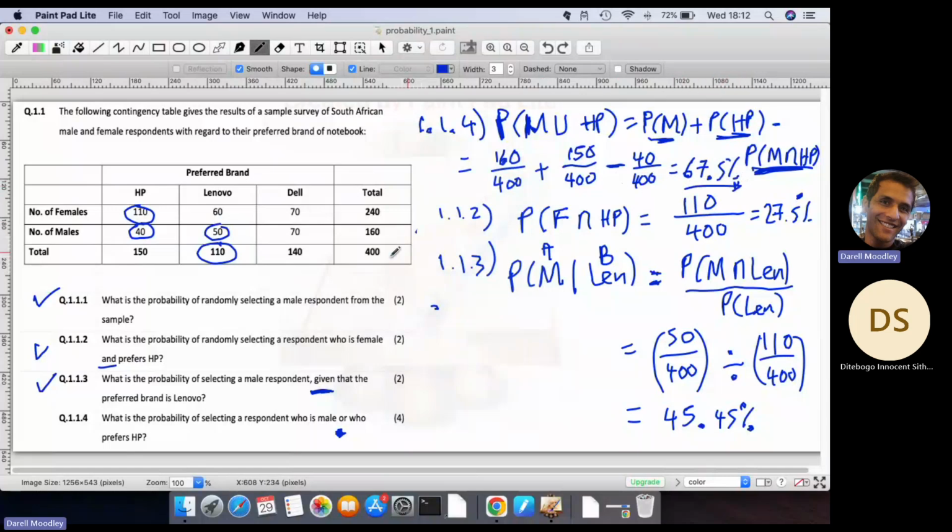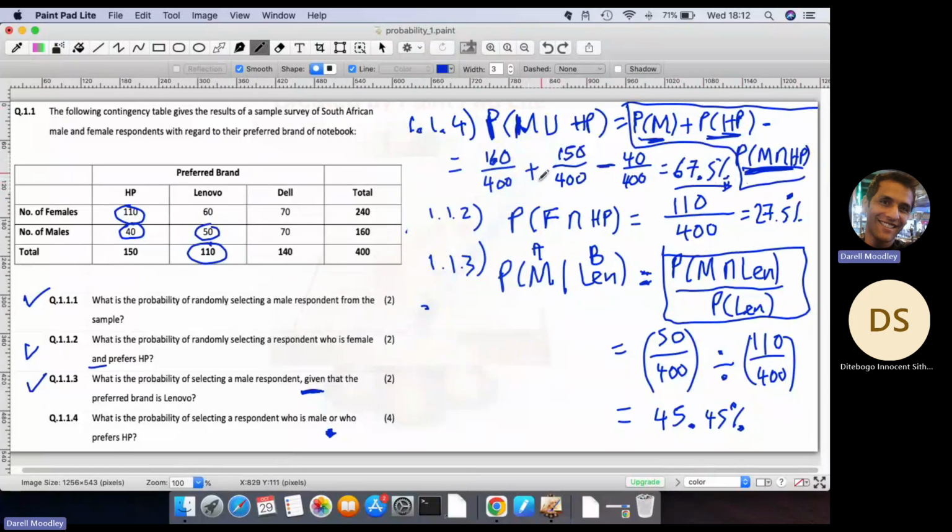Okay, that's 1.1.4. So far we've used the formulas in your formula sheet, which is the conditional probability formula, and the addition rule formula. Please familiarize yourself with these equations. You don't need to memorize them. You just need to know when and how to apply them. All right. So there's some more questions on this table.